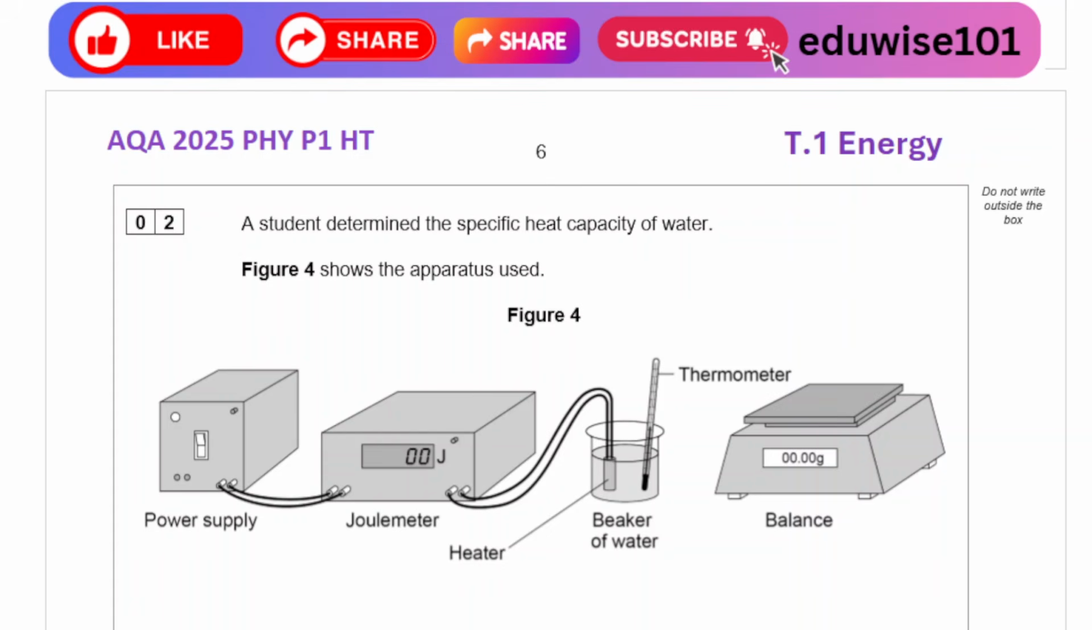In this video, I'm going to go through the AQA Physics Paper 1 Higher Tier from 2025. Question number 2 is on the topic of energy. A student determined the specific heat capacity of water. Figure 4 shows the apparatus used.